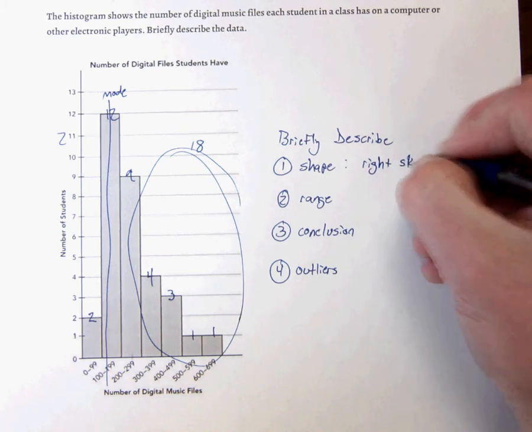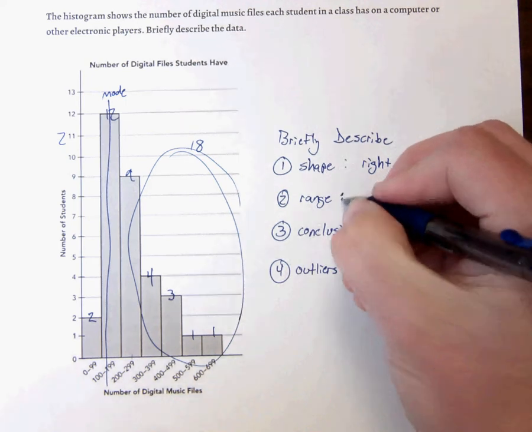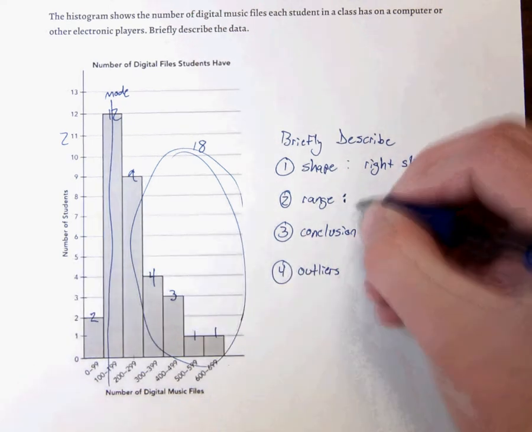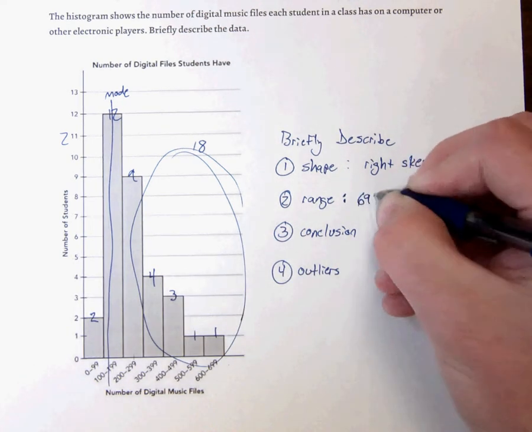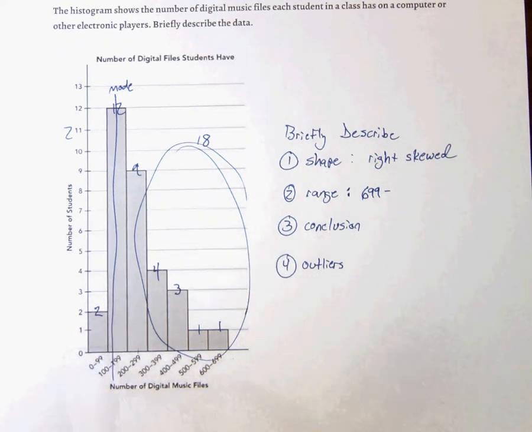Next, our range. We have someone who has 600 to 699 digital music files on their whatever. So 699 is the highest possible number of music files to have, minus the smallest number could be 0. See that 0 right there? 2 kids might have 0.